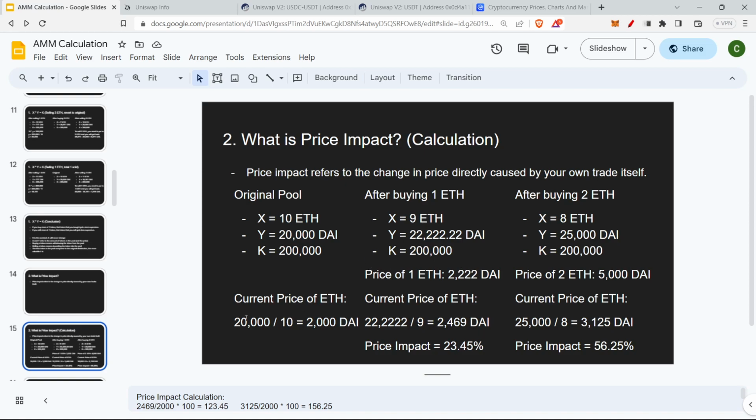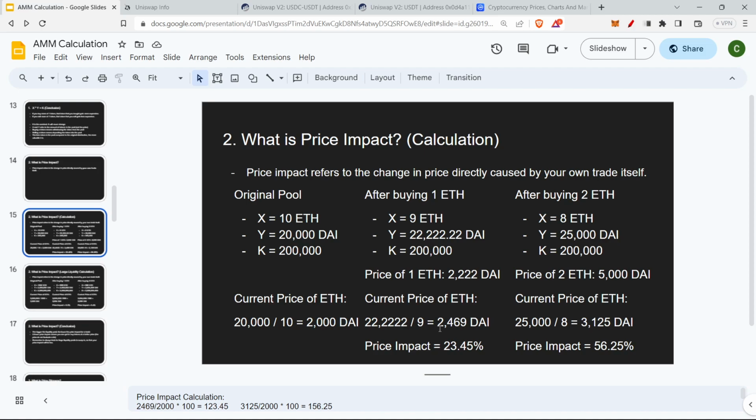In other words, what was the original one, which was 2000, you have moved this 2000 DAI to become 2469 DAI. So your price impact when you bought one ETH was 23.45%. Now if you have bought two ETH instead, you have moved the price from 2000 DAI for one ETH to 3000 DAI for one ETH. Because 25,000 DAI divided by 8 is 3000 DAI per ETH. So you have moved the price for about 56.25%.